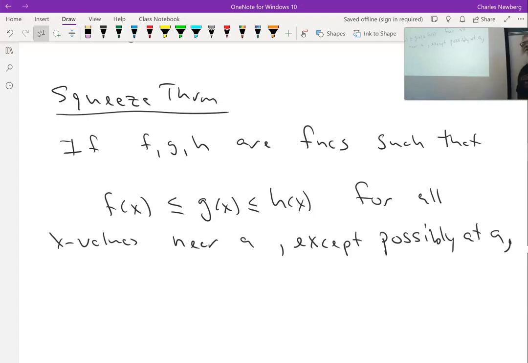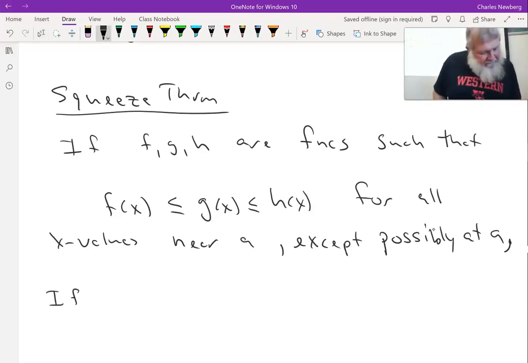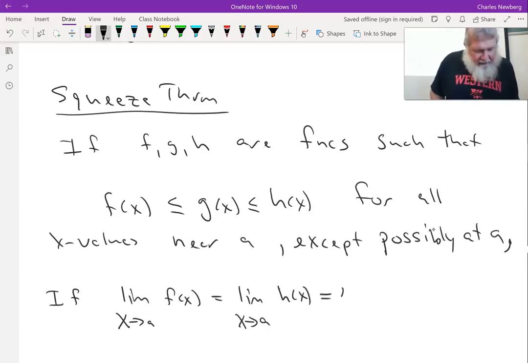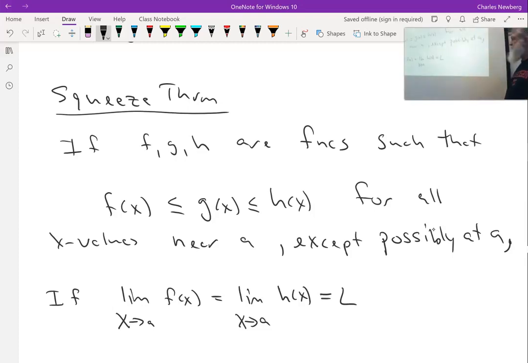Okay, so we have 3 functions. f's the smaller one, g's the middle one, h is the bigger one. If the limit as x approaches a of f of x equals the limit as x approaches a of h of x, and those equal some number L. So the small function goes to L, the big function goes to L as we go to a. So they're both going to L. What do you suppose the middle function has to go to? L as well, because it's squeezed in between them.